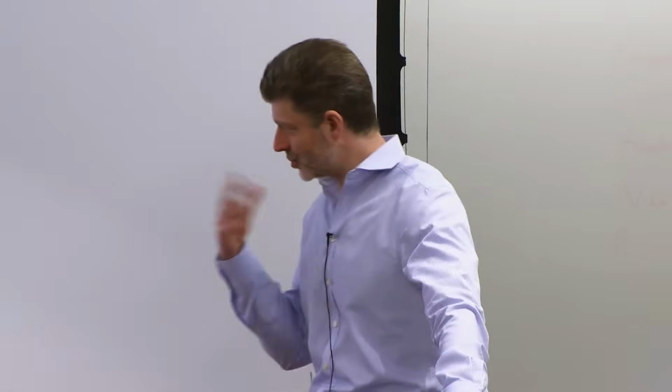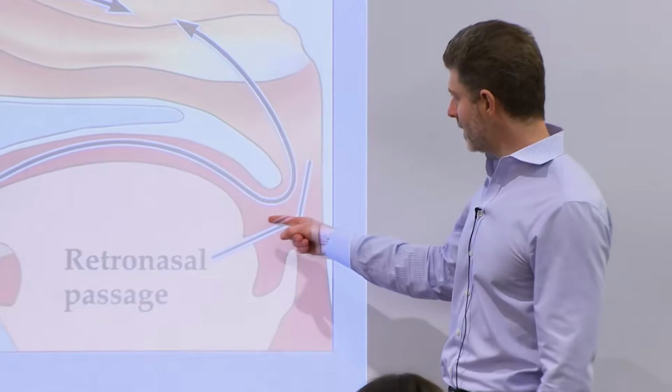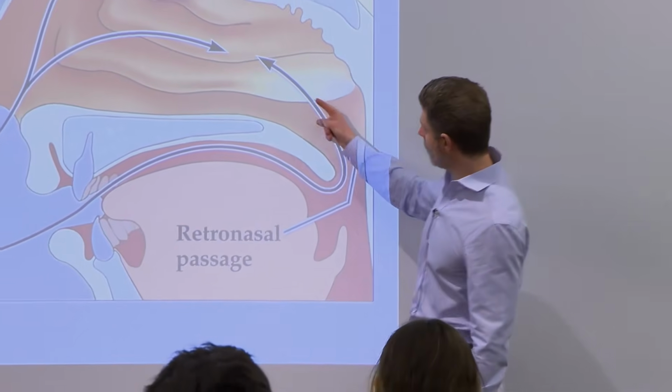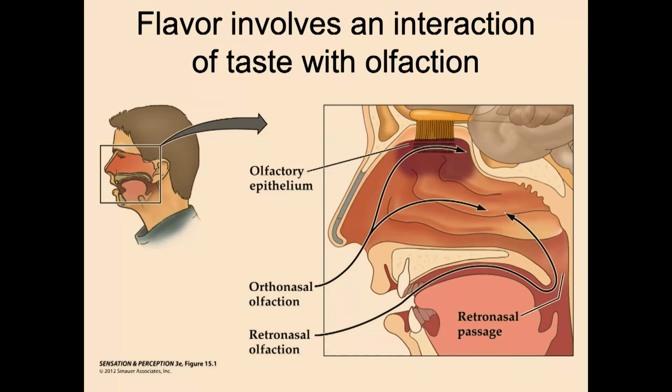But in addition, as you're chewing the food, odorants are emitted by the stuff you're chewing, and they travel through the back of your throat and stimulate the olfactory epithelium. This is called retronasal olfaction, through the retronasal passage. And so that's a huge component of flavor.